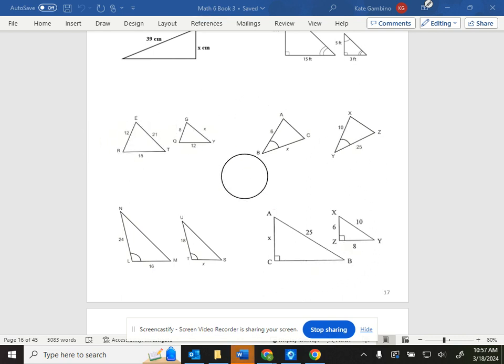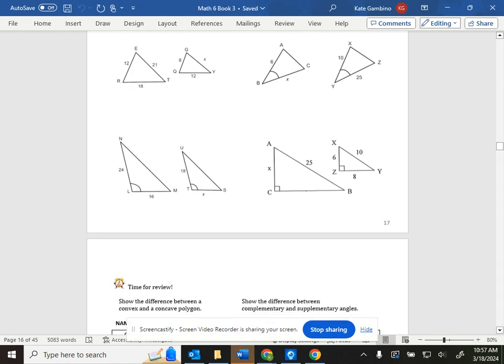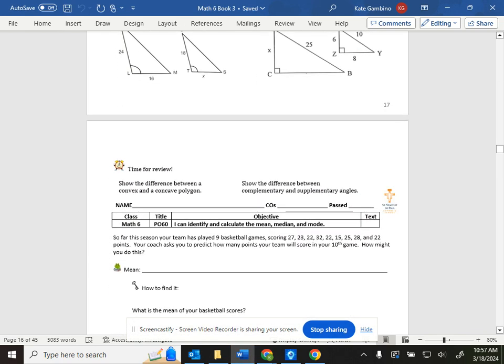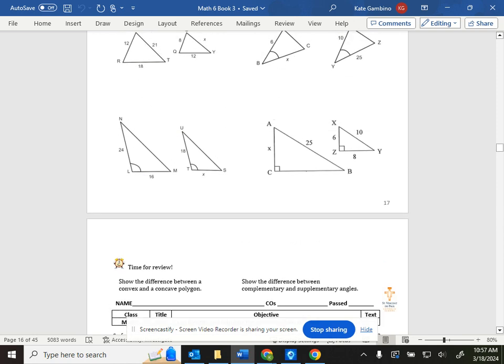And then on the bottom, for some reason, it got pushed to the next page for me. We have that review. Remember, those reviews are important. Go back to look at your previous objectives to make sure you understand it, because that test is coming up and we need to remember all of those vocab words that we've been working so hard on. So make sure you're taking your time on those reviews. Any questions on today's work?